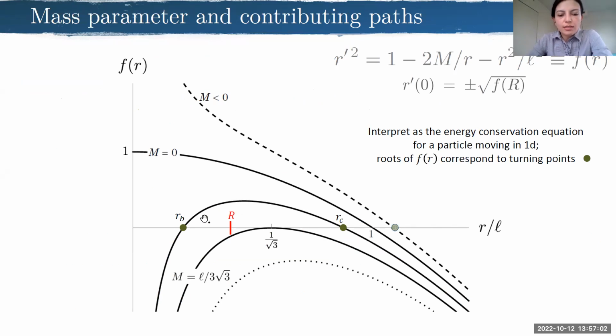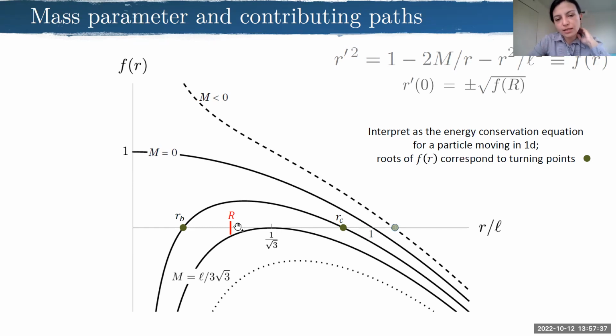The more interesting case is when the mass value is between zero and this critical value, in which case this function F has two zeros. And then looking at this equation, this can be interpreted as the energy conservation equation for a particle that moves in one dimension. R being the position, and this prime is derivative with respect to the parameter Y that parameterizes the radial direction of our slice.